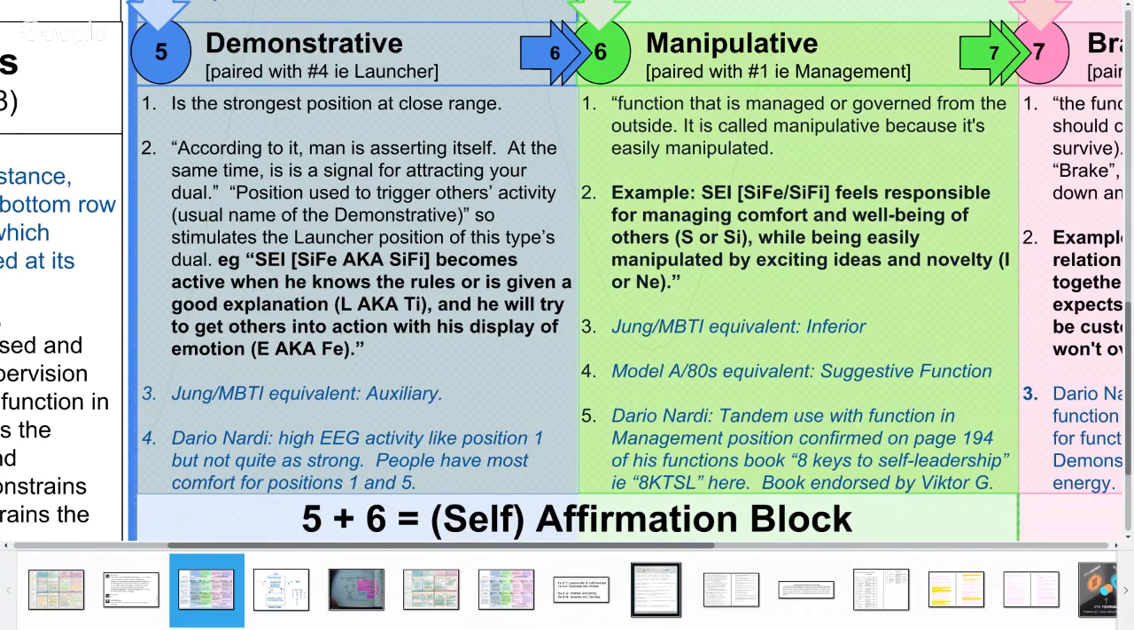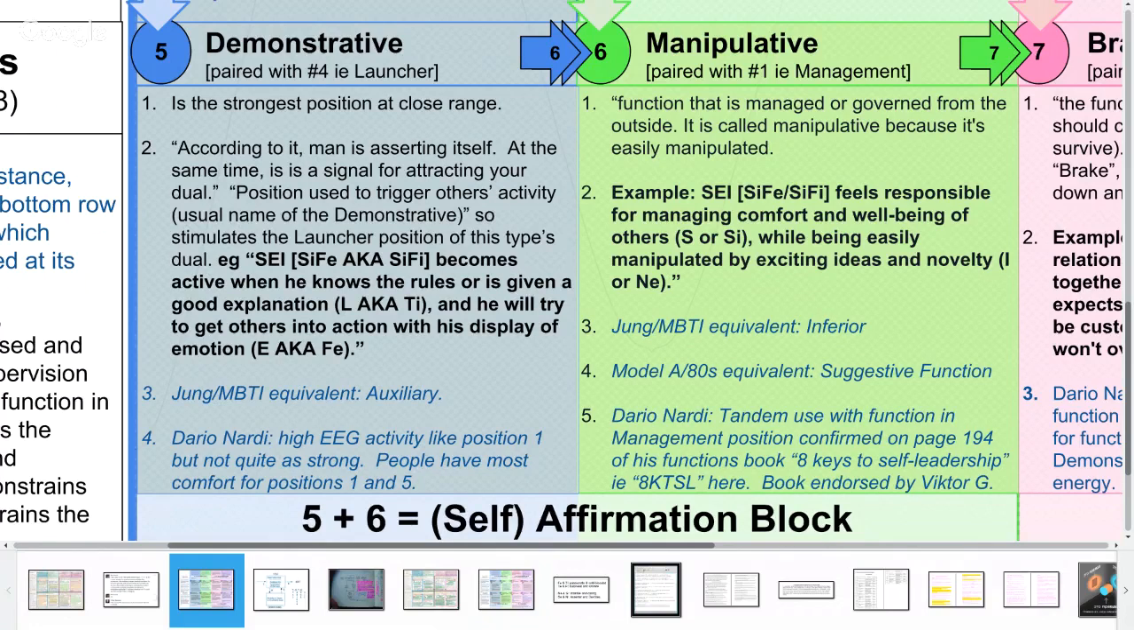Of course, Victor models tertiary TI plus as, you know, by the book. So that means that SEI does actually match up with ISFJ in American school typology, but the other sensing types, the other sensing introverts in socionics don't match up. Demonstrative, paired with the launcher. Okay, manipulative, let's look at this together as well.